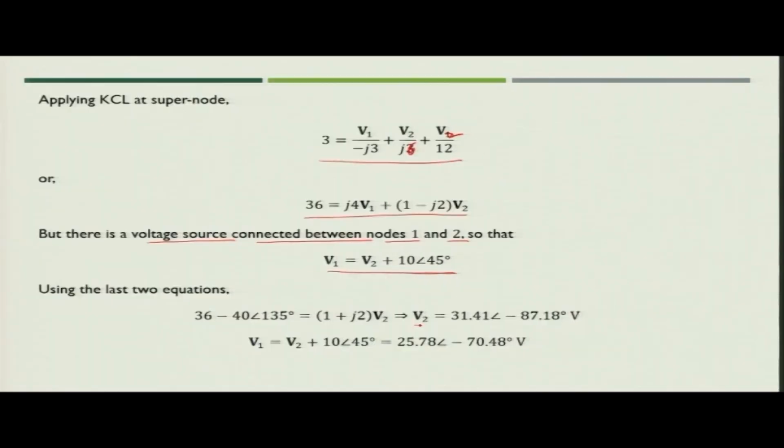So, we can write 40 angle 135 degree will be, when you put the value of V1 in this expression, V2 plus 10 angle 45 degree multiplied by j4. When you simplify, you will get the expression as V2 equal to 31.41 angle 87.18 degree volt. So, using these two equations, you have simplified and found the value of V2. The same value of V2 you can put here and get the value of V1. So, using nodal analysis, you can easily find out the values of V1 and V2.